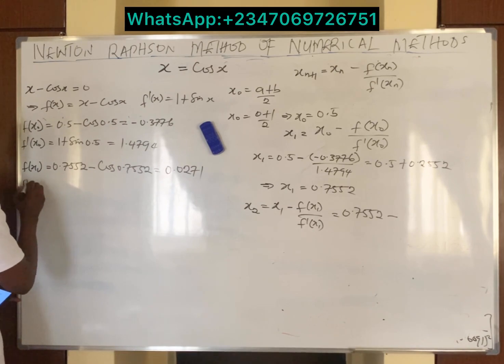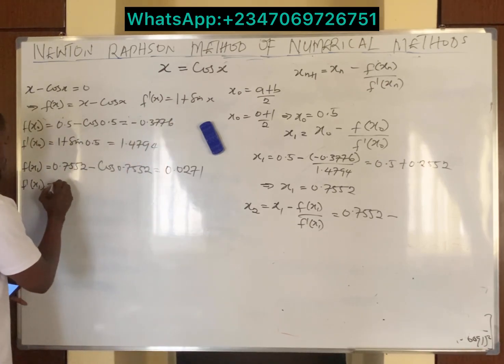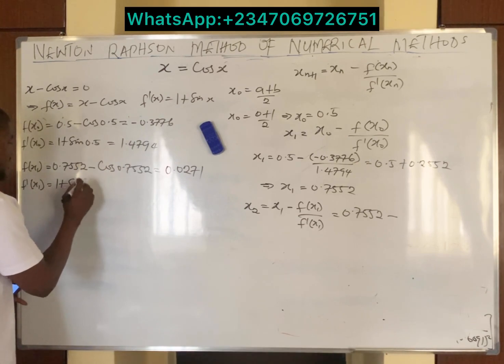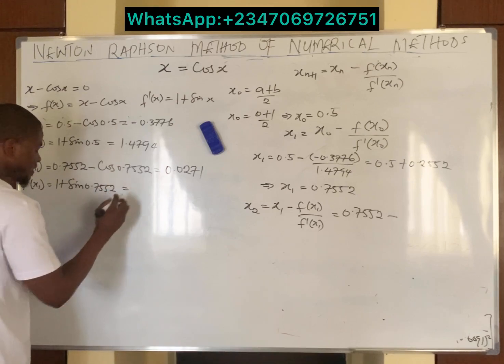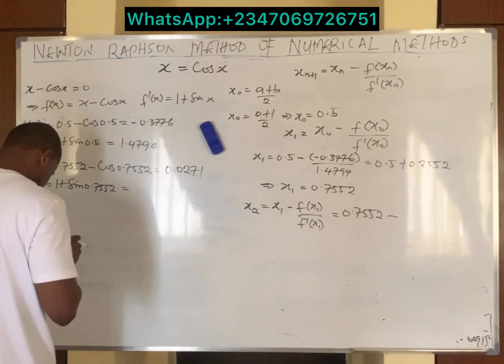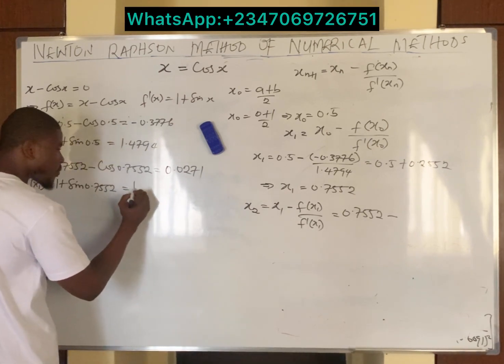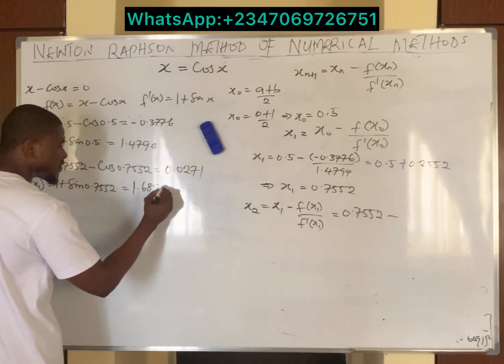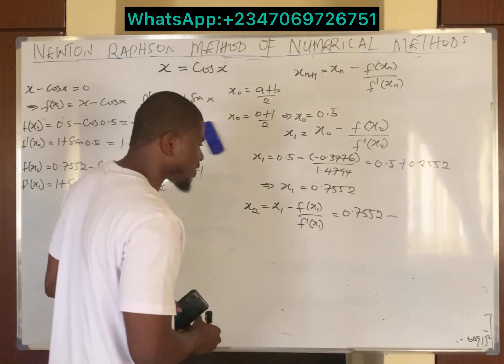Next, we find f prime of x1. So f prime of x1 simply means plugging the value of x1 into x in f prime. So f prime here gives us 1 plus sine x. X now becomes x1, which is 0.7552. So let's see what that gives us. That simply gives us 1.6854. So having found this, now we can simply plug into the formula to find the second root.